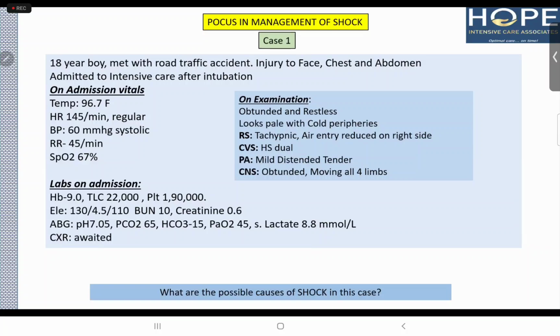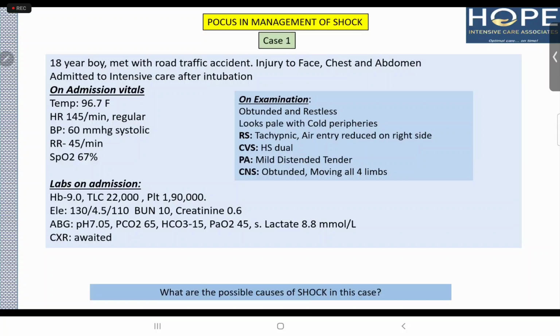His heart sounds are dual. Abdomen is mildly distended and tender. He is obtunded but moving all four limbs. His labs show hemoglobin 9, total count 22,000, platelet count 1.9 lakhs, electrolytes are normal, creatinine is 0.6, and ABG shows pH 7.05, PCO2 of 65, bicarbonate of 15, PaO2 is only 45, and lactate is increased to 8.8. Chest X-ray is done but awaited.